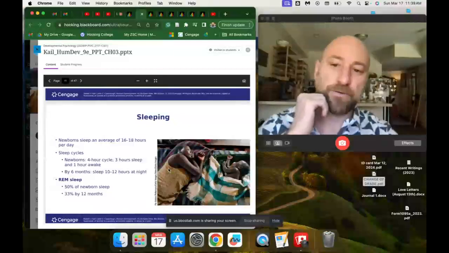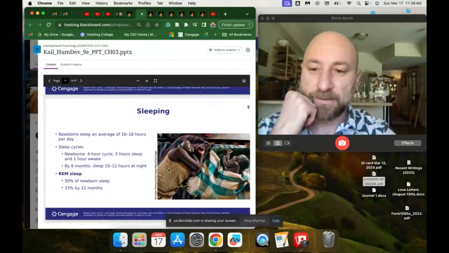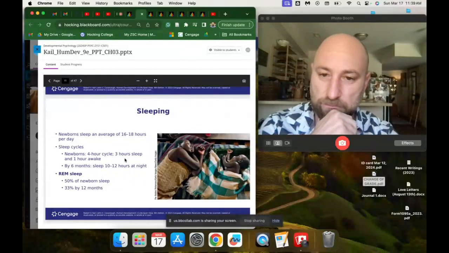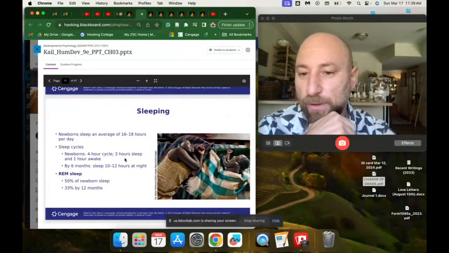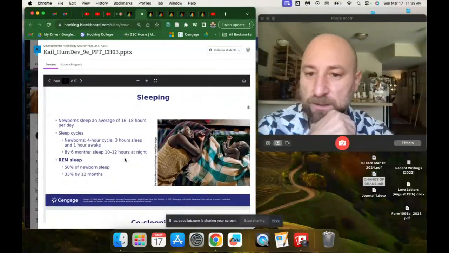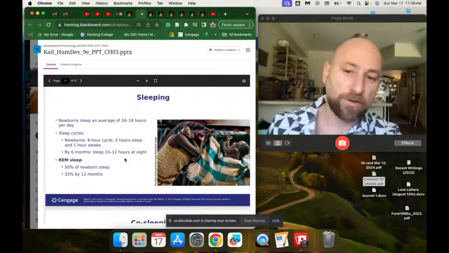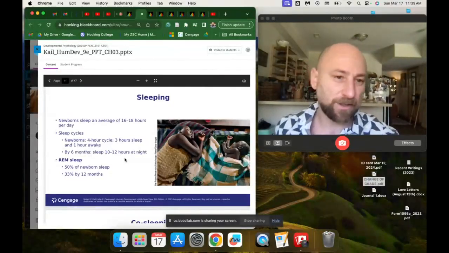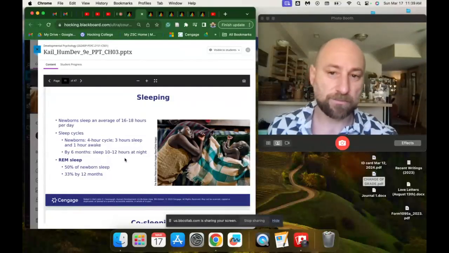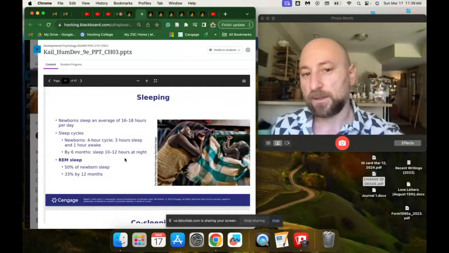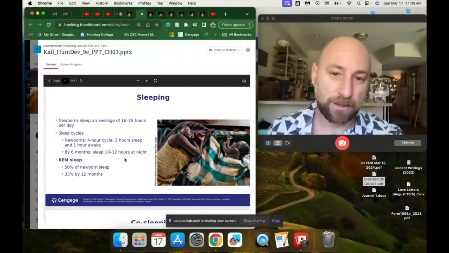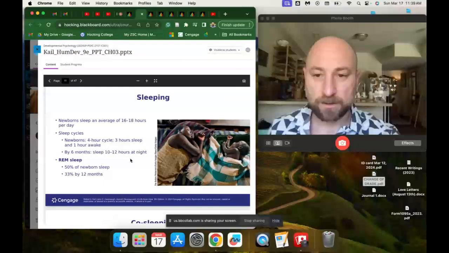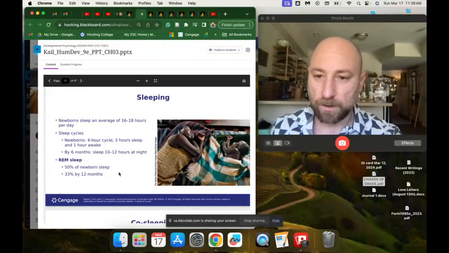Newborns sleep an average of 16 to 18 hours a day. They have sleep cycles of 4 hours, where they're asleep for 3 hours and they're awake for 1 hour. By 6 months, typically, it is about 10 to 12 hours a night. Of course, everything we say throughout this whole course, there's always a caveat that these are averages. Every individual is unique, and there may be people who vary quite a lot from these averages.